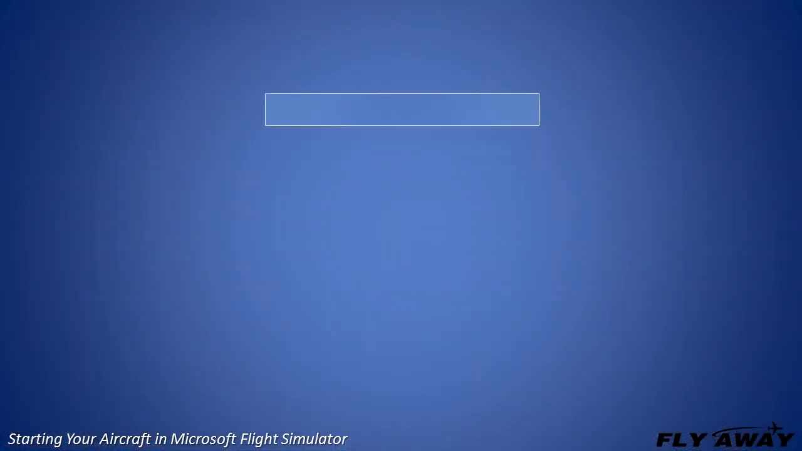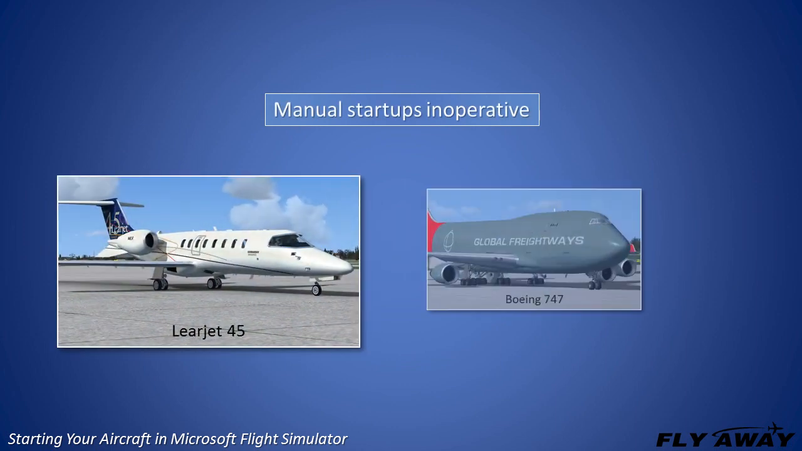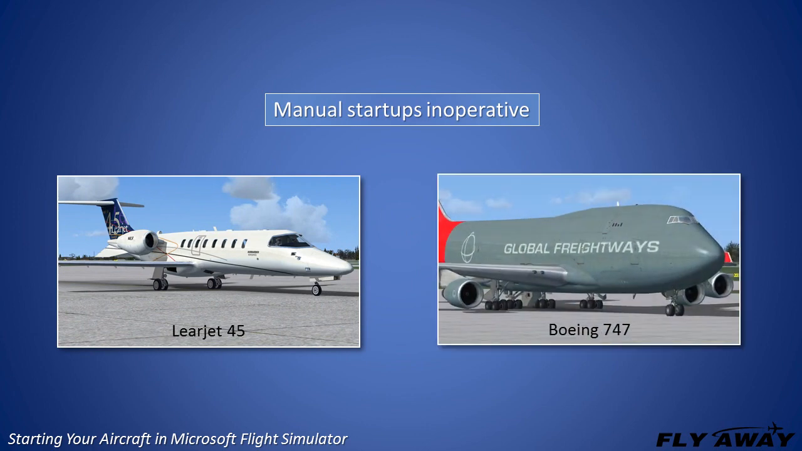The manual startup sequences are inoperative in the default Learjet 45 and Boeing 747. I tried to start the Learjet repeatedly, including different sequences and closely observing the Control-E sequences, but the Learjet never started manually. The 747 startup controls do not respond to any input. Furthermore, I found no one whose recommendations worked.